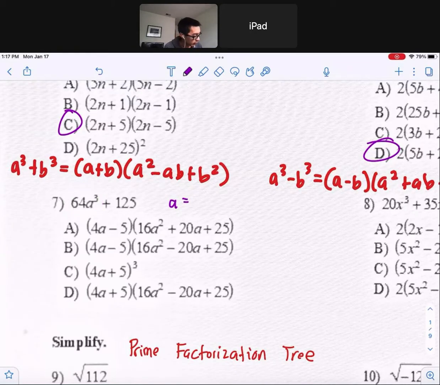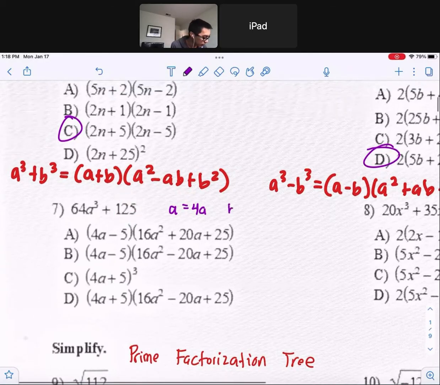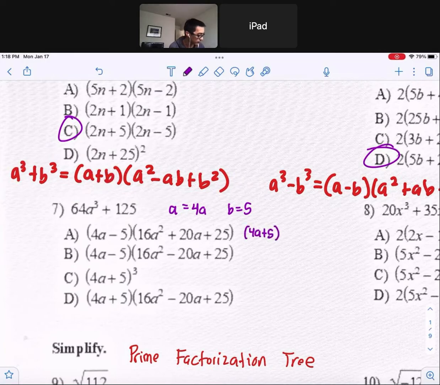So what times itself 3 times is this? That would be 4a. 4a times 4a times 4a is 64a to the third. What times itself 3 times is 125? That would be 5. So we are going to be using this formula, you guys. It says a plus b first, which is 4a plus 5, and then a squared minus ab plus b squared.